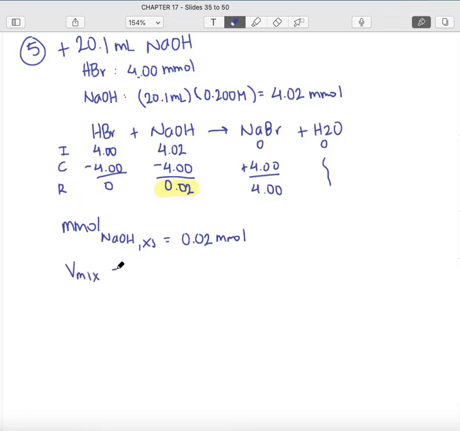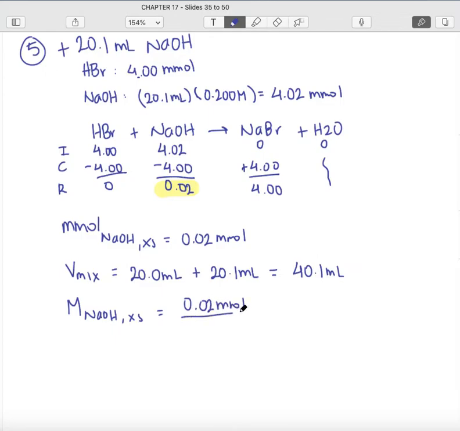volume of the mixture. The volume of the mixture, again, is the volume of the acid that we're starting with, which is at 20.0 milliliters. And to that, we added now 20.1 milliliters of the base, sodium hydroxide. And so our total volume is going to be 40.1 milliliters. And now we can utilize that information together with the millimoles to find the molarity of that sodium hydroxide in excess, which is basically the millimoles, 0.02 millimole, divided by the 40.1 milliliters. And that gives us a molarity that is 5 times 10 to the minus 4 molar. Remember, millimoles divided by milliliters is equal to molarity.